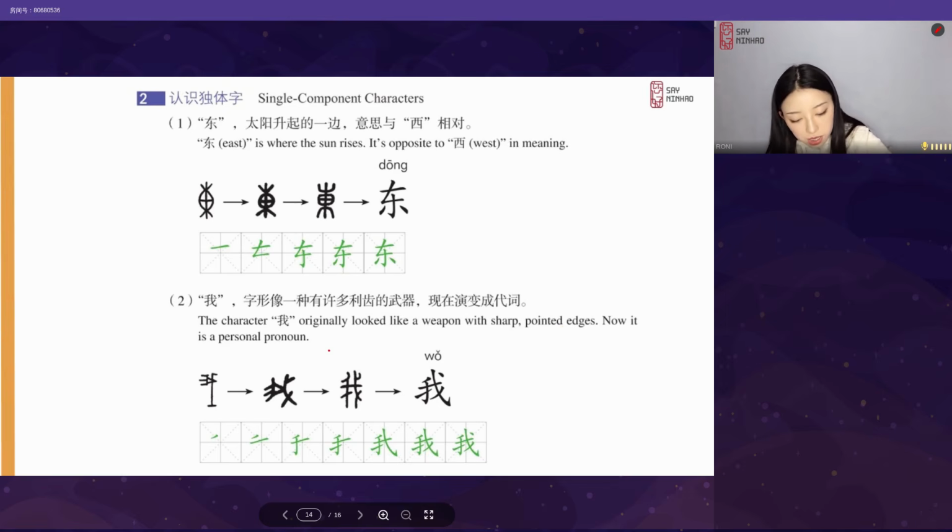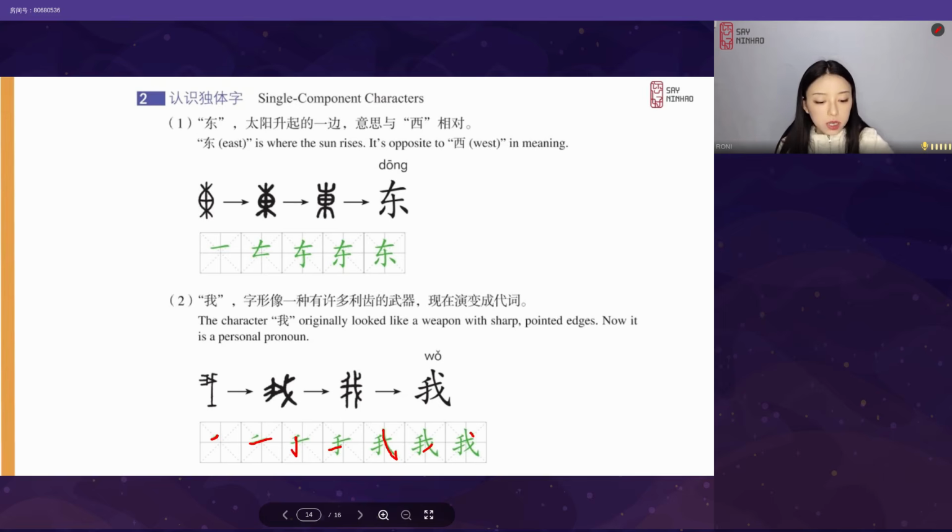Actually, originally it looked like a weapon, and this part of 我 actually is the weapon. Okay, and try to write it with me. Let's see the order of this stroke. First one is a left falling, which is really like a horizontal, and then a true horizontal, and then a vertical hook, and then a rising, and then a slanting hook, and then a left falling, and then a dot.